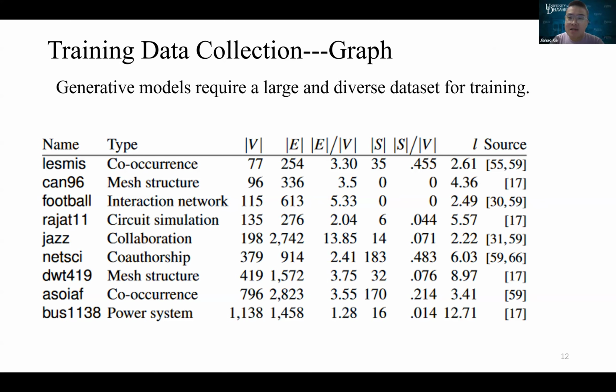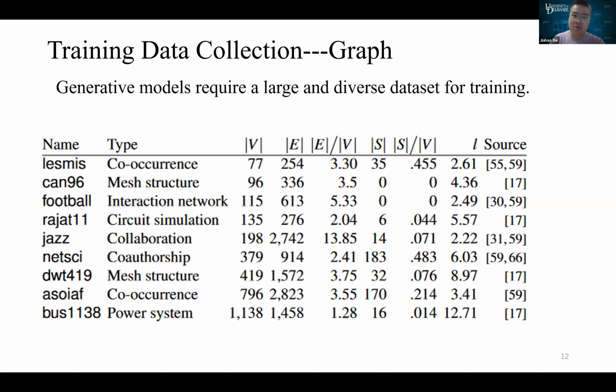To obtain the training dataset, the authors use 9 real-world graphs that are shown in this table. We can see that these graphs have different characteristics. Each graph has a different number of vertices and edges, as well as a varying ratio of the number of edges and vertices. This ensures that the training dataset contains graphs of various sizes, such that the trained model can deal with graphs with arbitrary sizes.